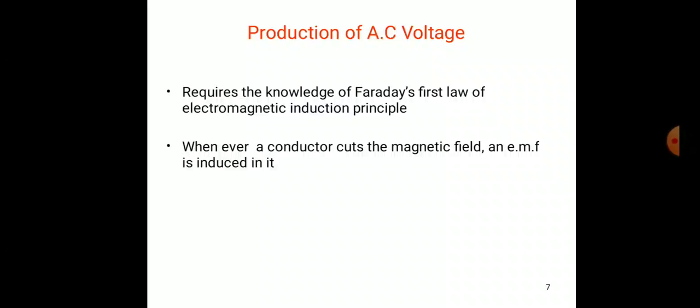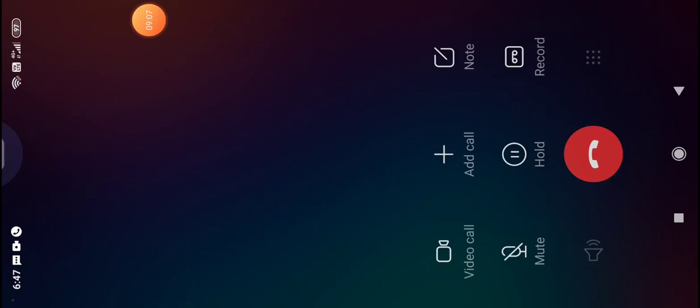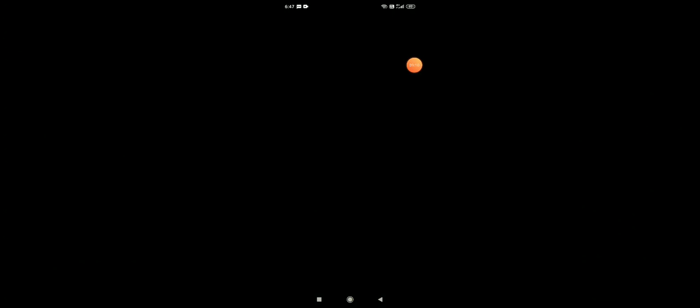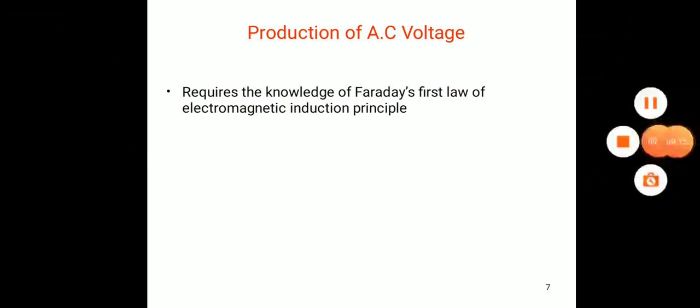Whenever a conductor cuts the magnetic field, an EMF is induced in it. Faraday's law says that if a conductor cuts the magnetic field, an EMF is induced.